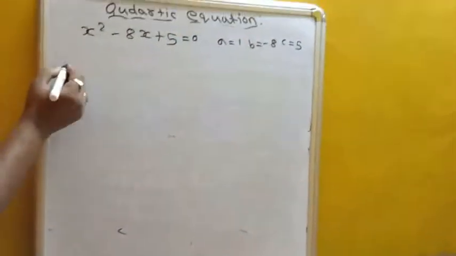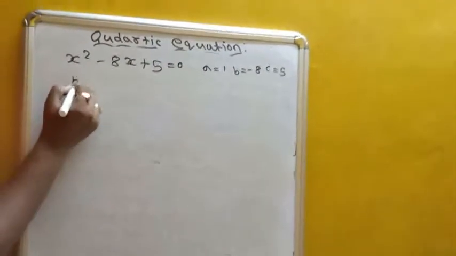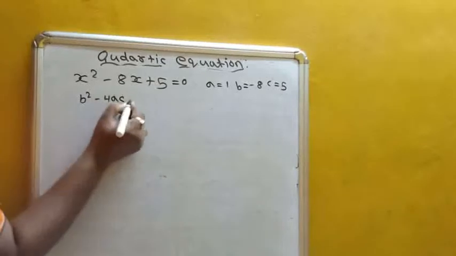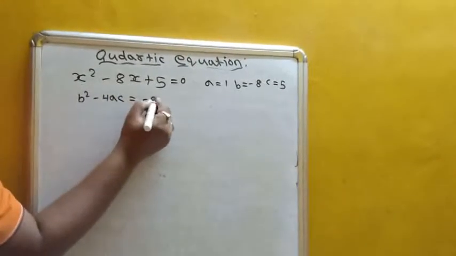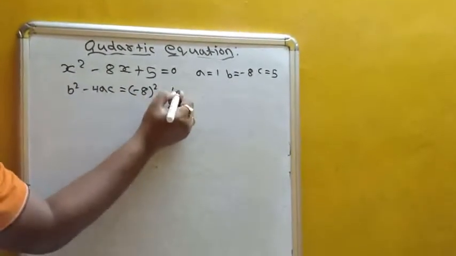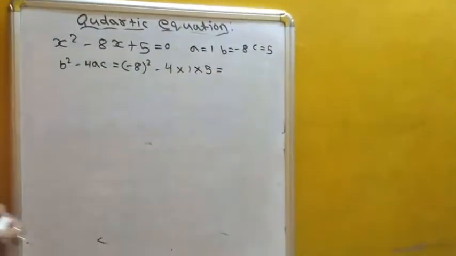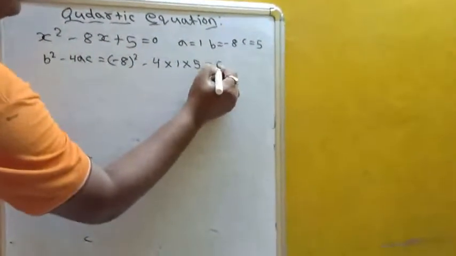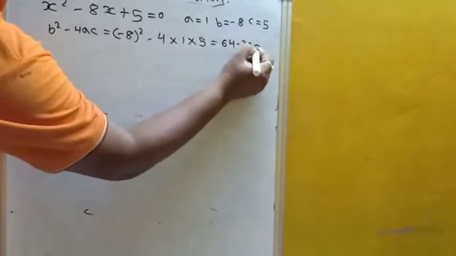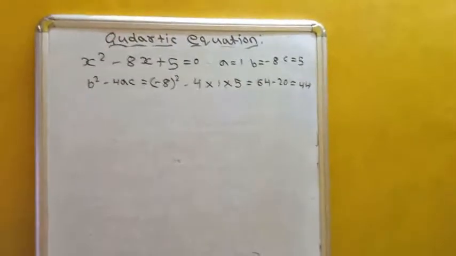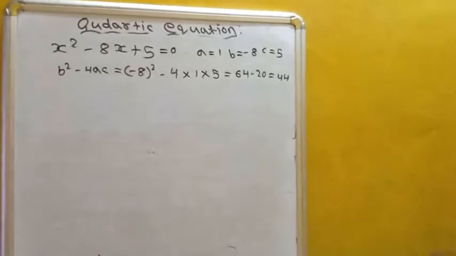Okay. So first you find out b square minus 4ac. After that you can put b square equals minus 8 square, minus 4 into a equals 1, c equals 5. So 8 square equals 64 minus 20, what are you getting? 44. Can you find out the root of 44?